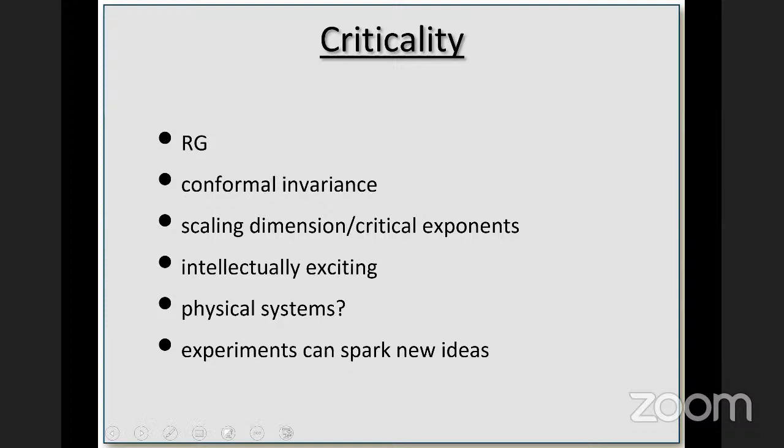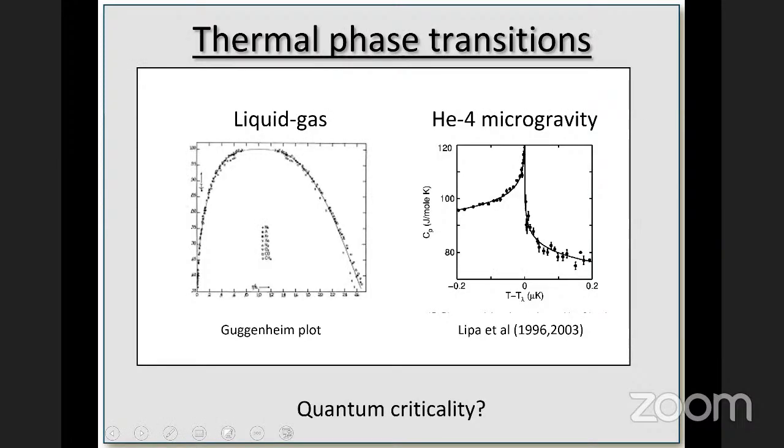So, if you think about thermal critical points, there are these two pictures which you might have seen in some lectures or in books. And maybe there are a few others, but there's a liquid gas transition. So this is a famous thing. It's called the Guggenheim plot. Actually, the scaling predated renormalization group. So in fact, renormalization group in some sense was inspired by an experimental observation of scaling.